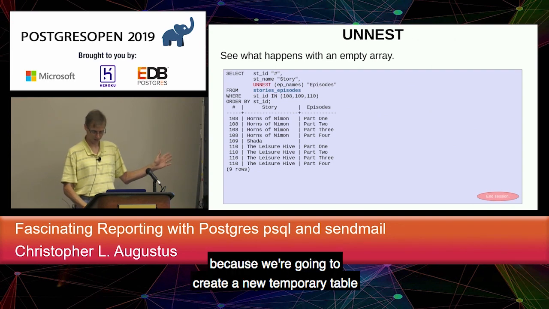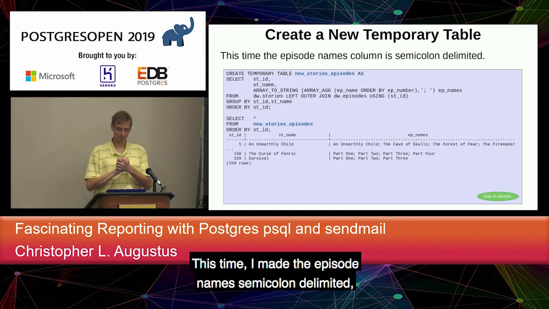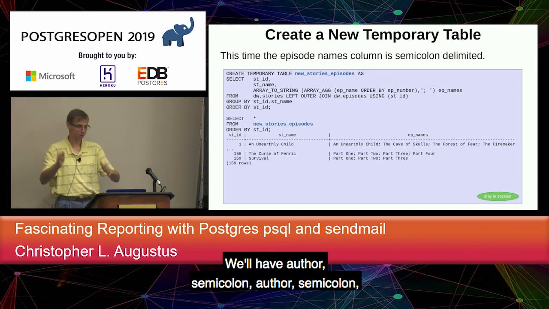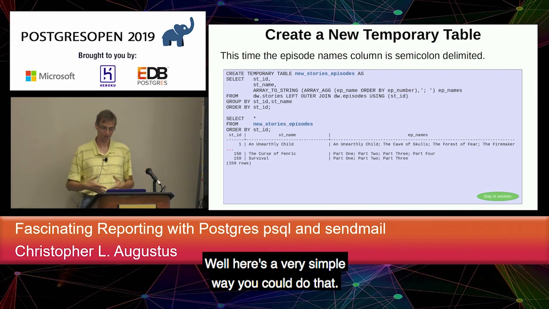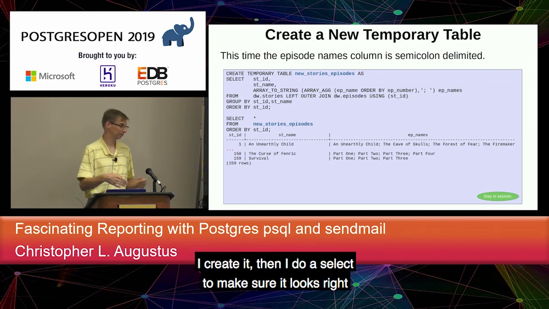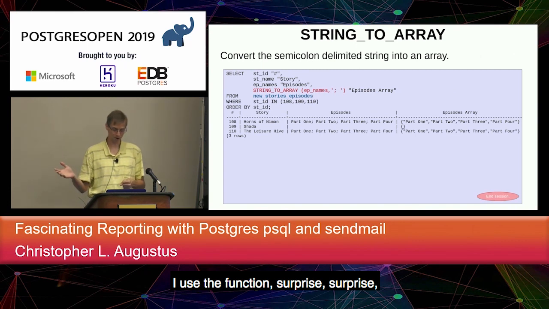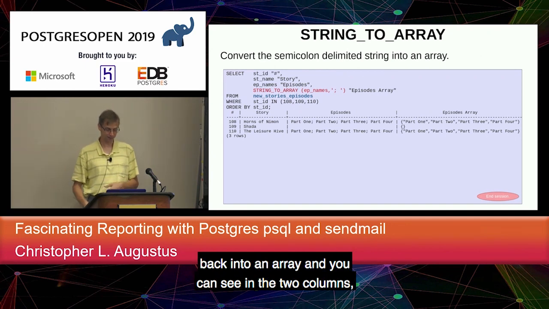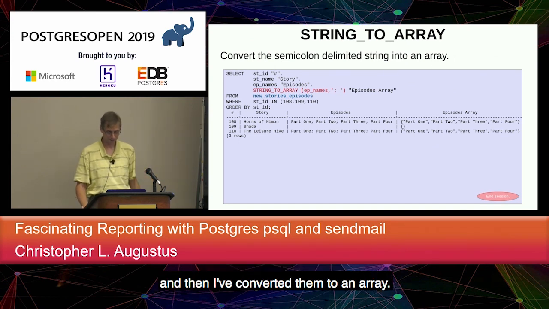And at this point in the session, we're going to create a new temporary table just to prove one point. This time I made the episode names semicolon delimited, which mimics our legacy data we have at OSTI, where we'll have authors. We'll have author, semicolon, author, semicolon, author, semicolon, author. And we would like to do something with them. Well, here's a very simple way you could do that. So first I create the table, and then I do a select to make sure the data looks right. I have a semicolon delimited list of my episode names. I use the function, surprise, surprise, string_to_array, and I convert that semicolon delimited string back into an array. And you can see in the two columns, when I have episodes, as I put them into the table, and then I've converted them to an array.